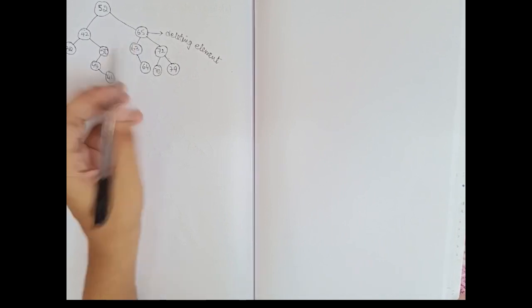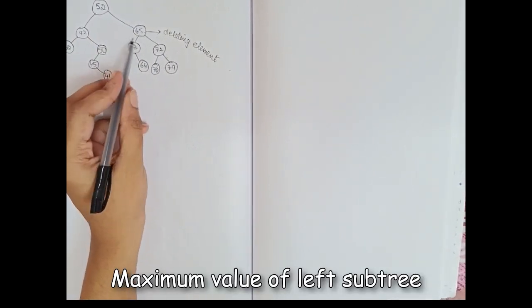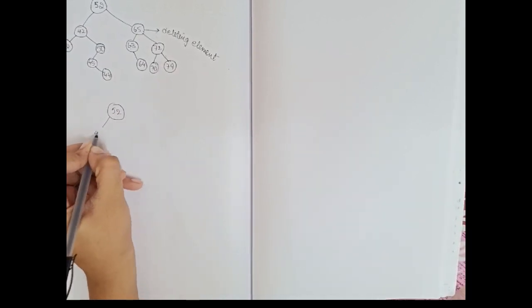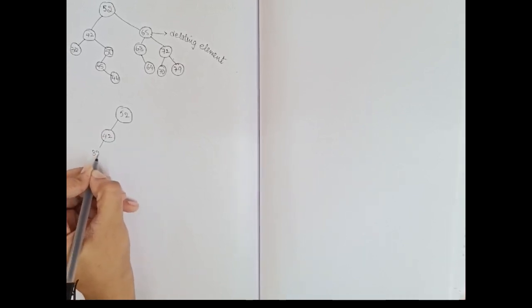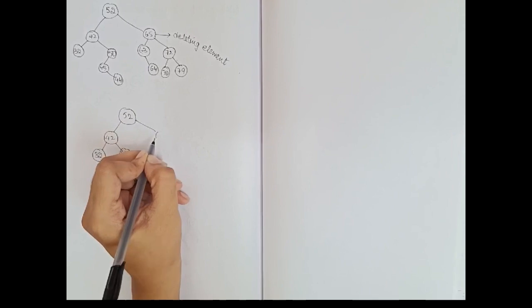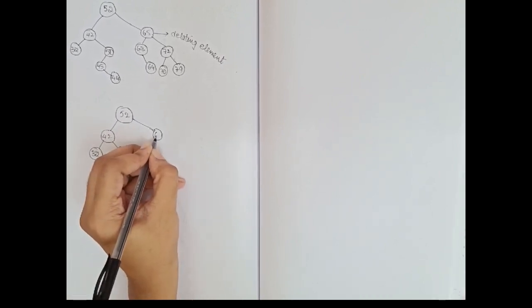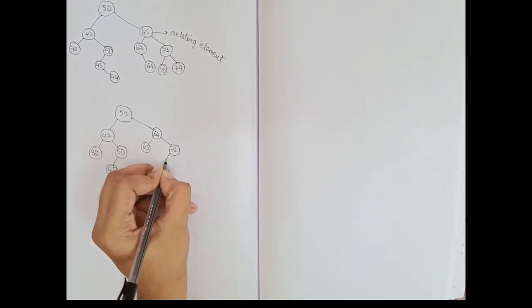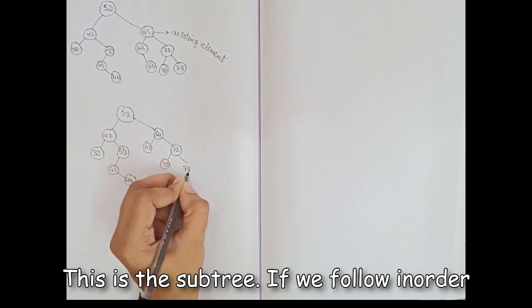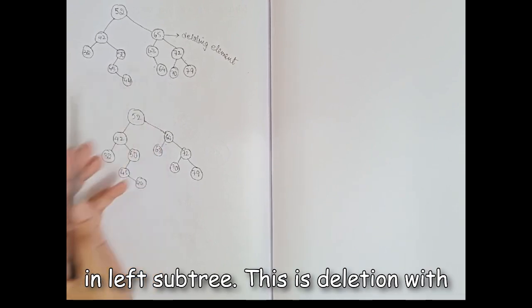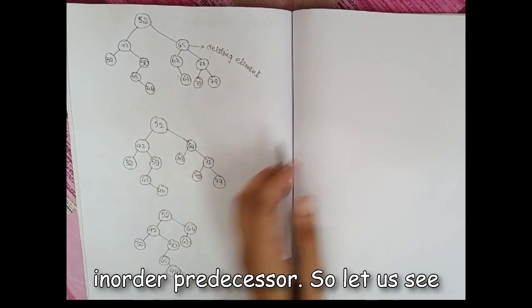Now if I want to delete 65, 65 will be replaced with in-order predecessor or in-order successor. That means the maximum value of a left subtree or minimum value of right subtree. Here the tree comes like this. This is the subtree if we follow in-order predecessor. 64 is the highest value in left subtree. This is deletion with in-order predecessor.